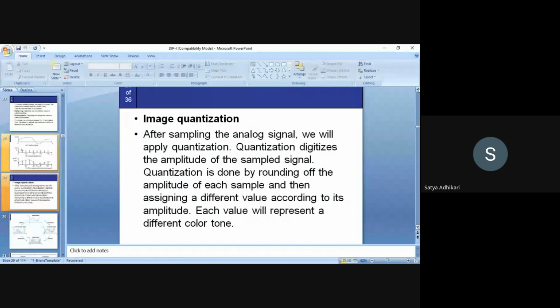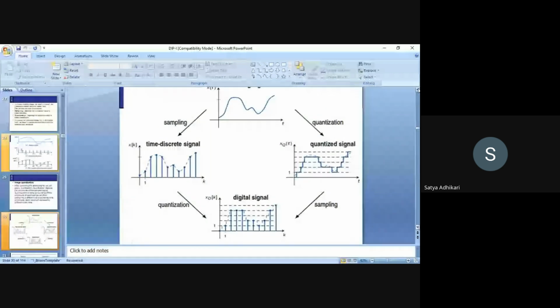Quantization is done by rounding the amplitude of each sample and then assigning a different value according to its amplitude. Each value will represent a different color tone. So once you get the location and the amplitude value or gray level value, its color, it is shown in a picture, and the picture we got after these two processes, sampling and quantization, is a digital one. So in this way we can convert an analog signal to a digital signal.